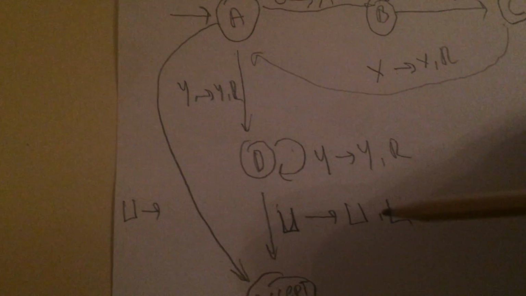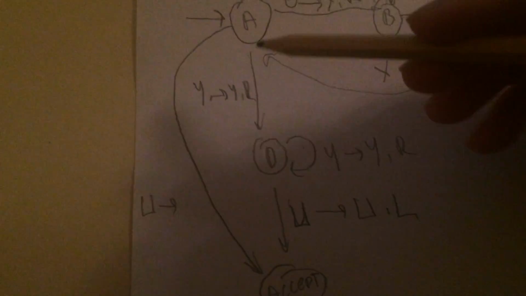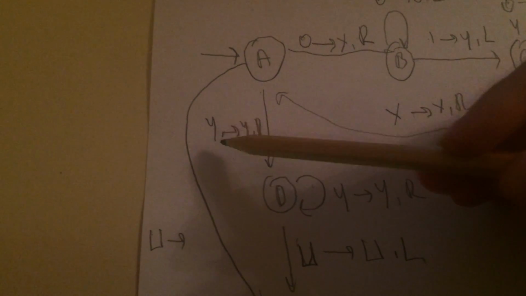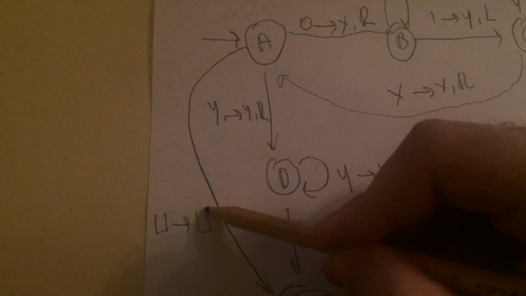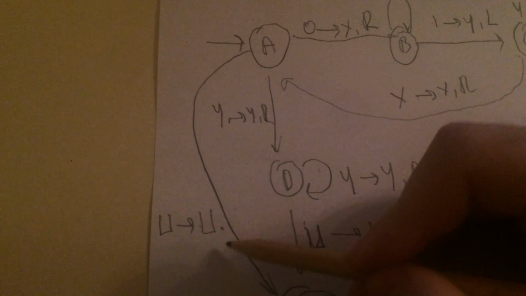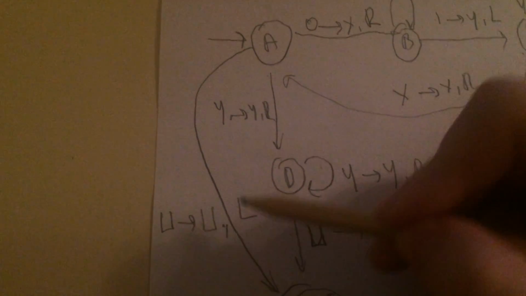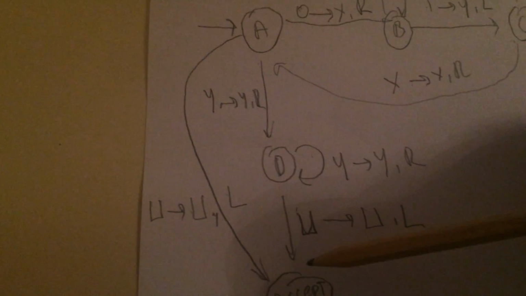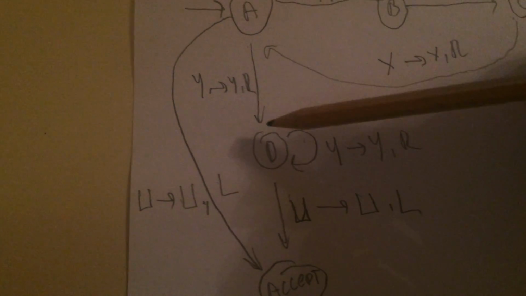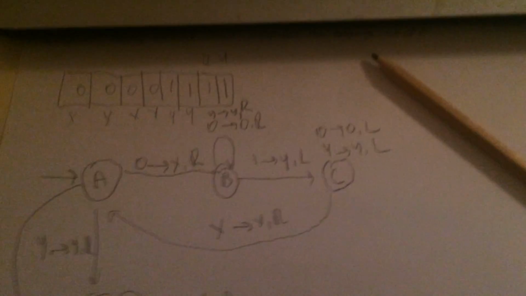It's exactly the same transition we did here, but starting from the blank instead of y, and you go left again. It's exactly the same transition, but from the A state to the accept state, and this one from the D state to the accept state. So this was my question, and thank you for listening to me.